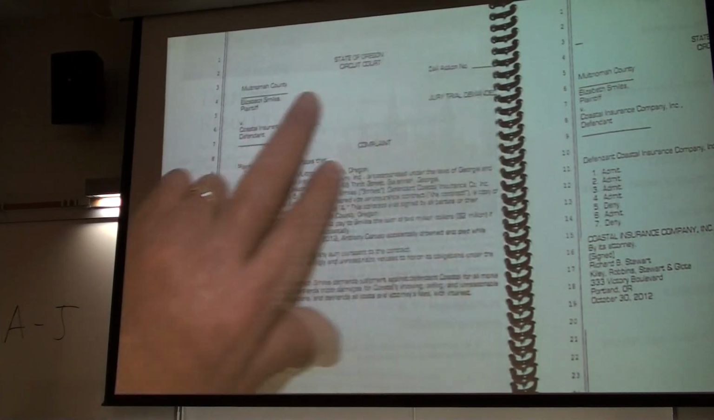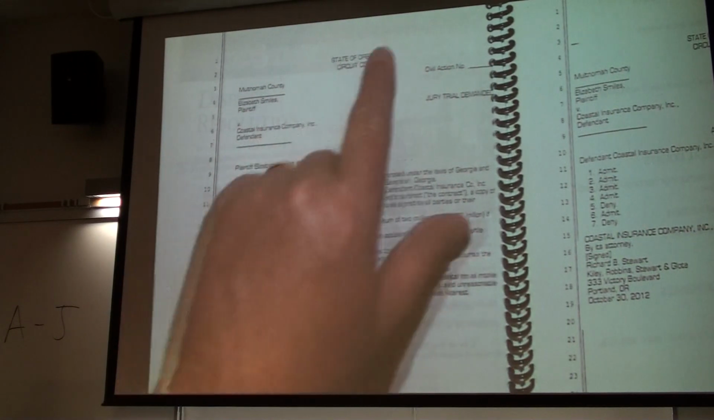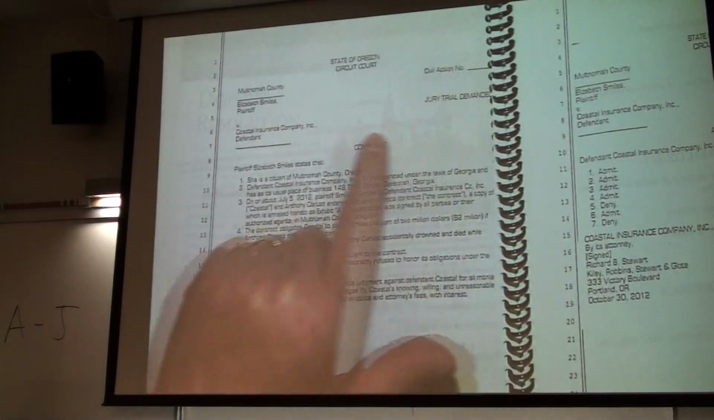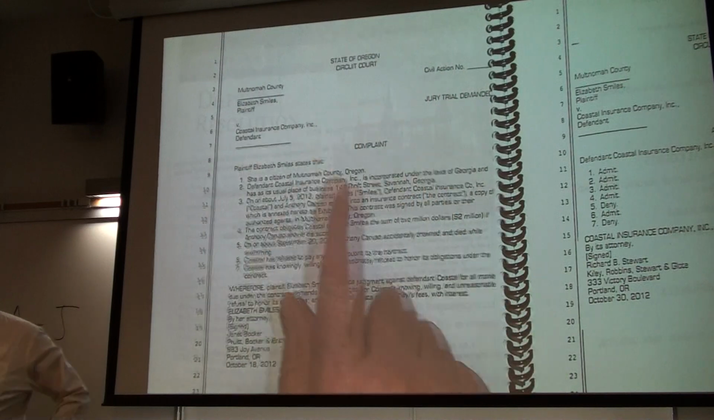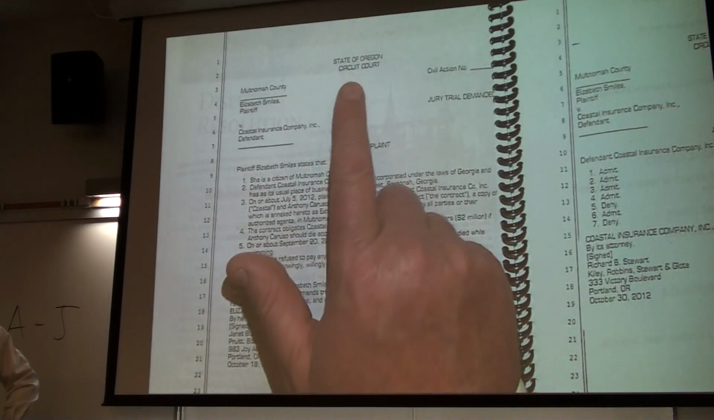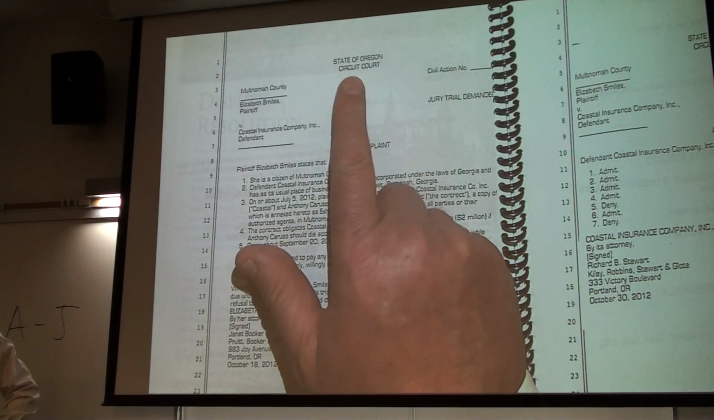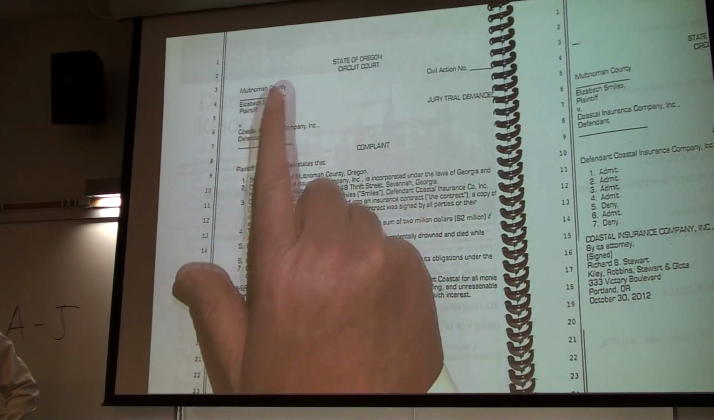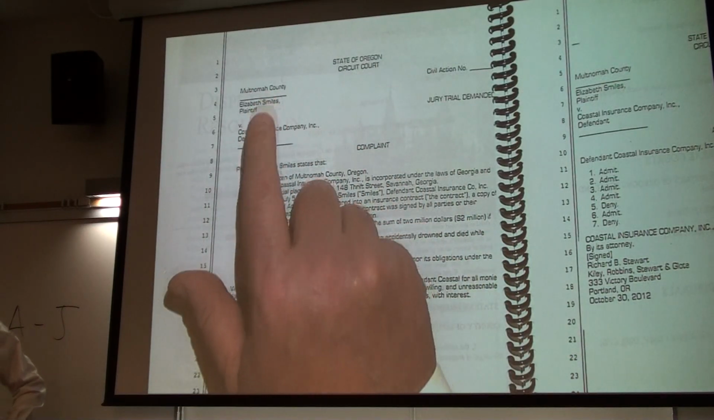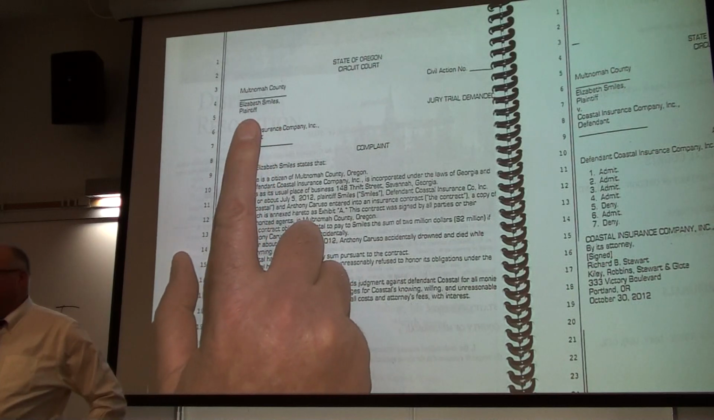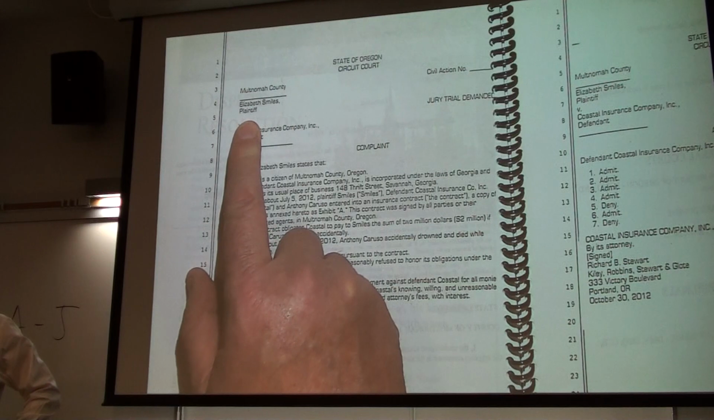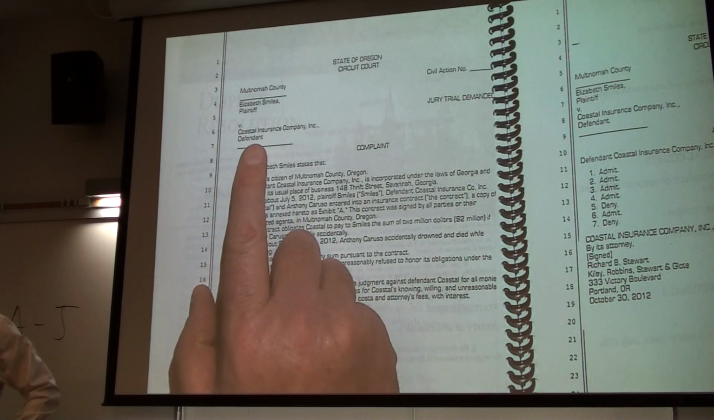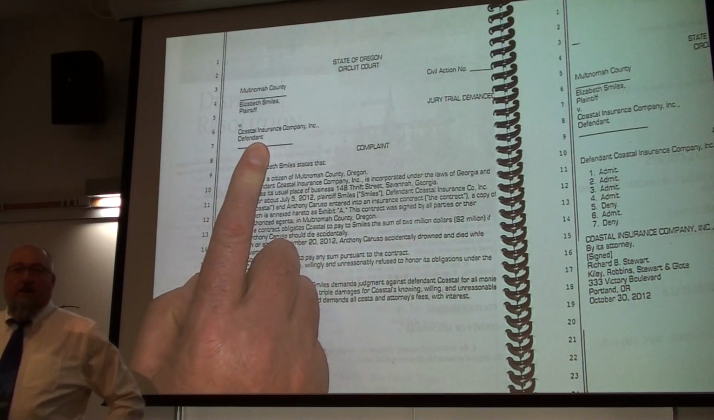The second thing is at the top here, we see this is called the case caption. That has to be on the top of every pleading type document that is submitted to the court. And that's going to tell us the name of the court. So this is the State of Oregon Circuit Court for Multnomah County, up in Portland. And then we have the parties to the complaint. In this case, it's Elizabeth Smiles, who is the plaintiff. So she is the one that is filing the lawsuit. And then we have Coastal Insurance Company, which is the life insurance company that did not pay.